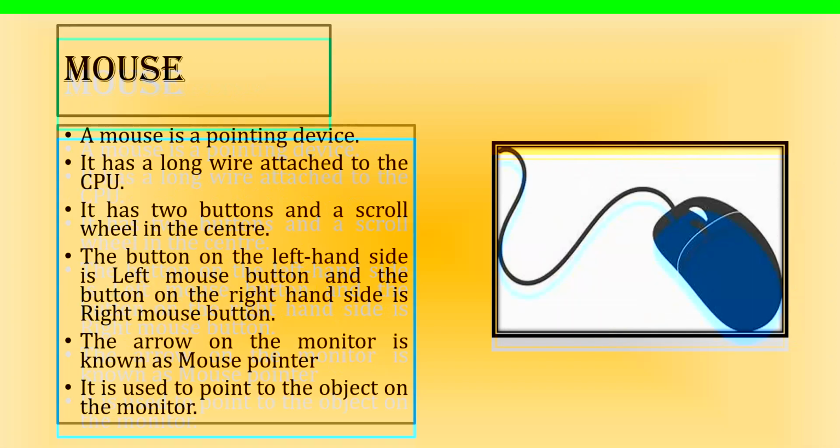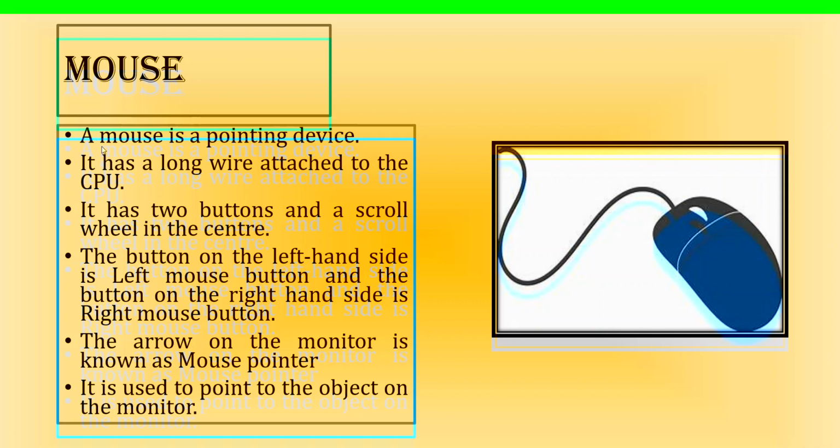Next, mouse. Here is the mouse, this long wire is known as the wire. Here the scroll button is known as the scroll wheel. This is one type of rolling. Here the left button and here the right button. This is a mouse.